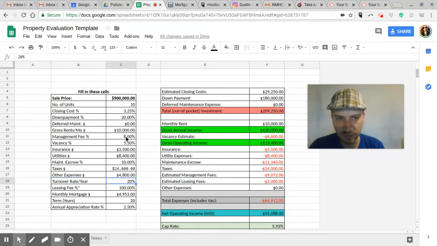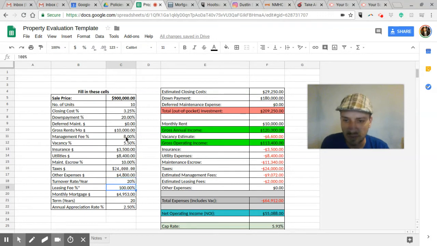Turnover rate, this assumes that every year at least 2 of the units are going to turn over on average. Some years you might have 1 or none. Some years you might have 4 or 5. Our leasing fee is 100% of first month's rent. That's pretty common in the city of Pittsburgh. We have relatively low rent rates right now and for the last 30 years.